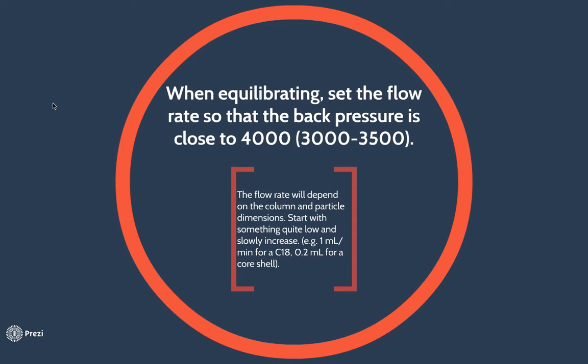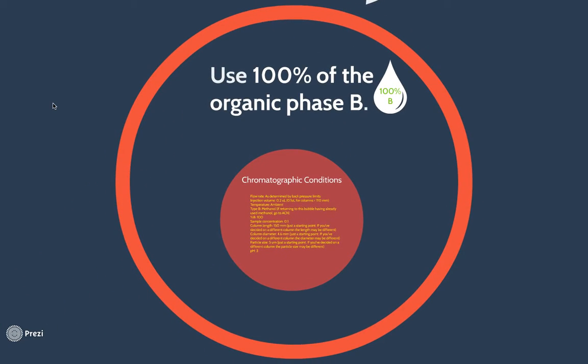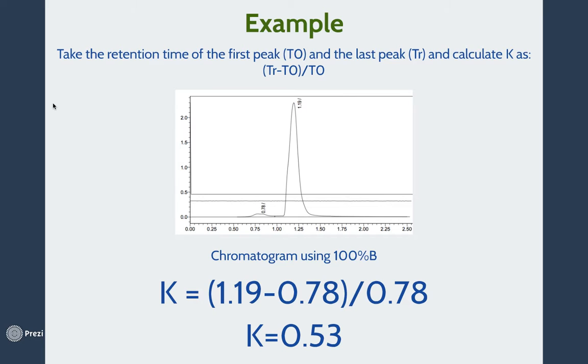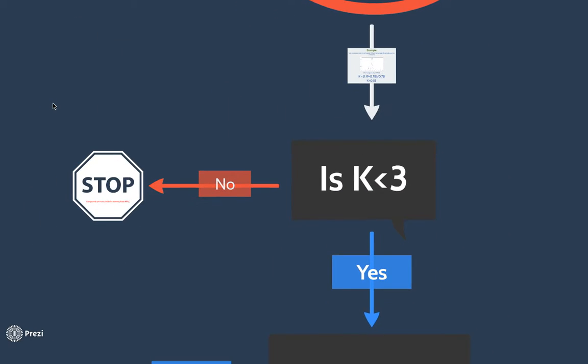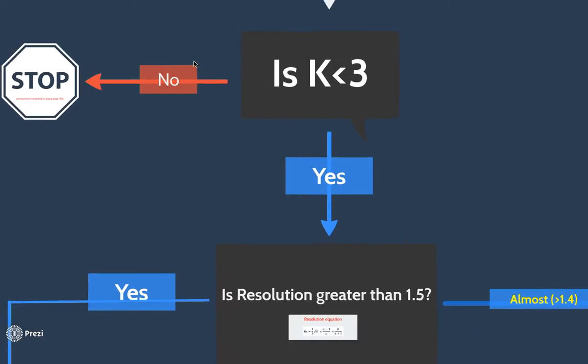So the first thing we do, when we're equilibrating, is set the flow rate so we're really close to the maximum back pressure without exceeding it, so maybe between 3000 and 3500. Then we go on to use 100% B. We calculate K from the first and last peak. We ask ourselves if K is less than 3. If it's not, then we stop, and our compounds probably aren't suitable for reverse phase HPLC.